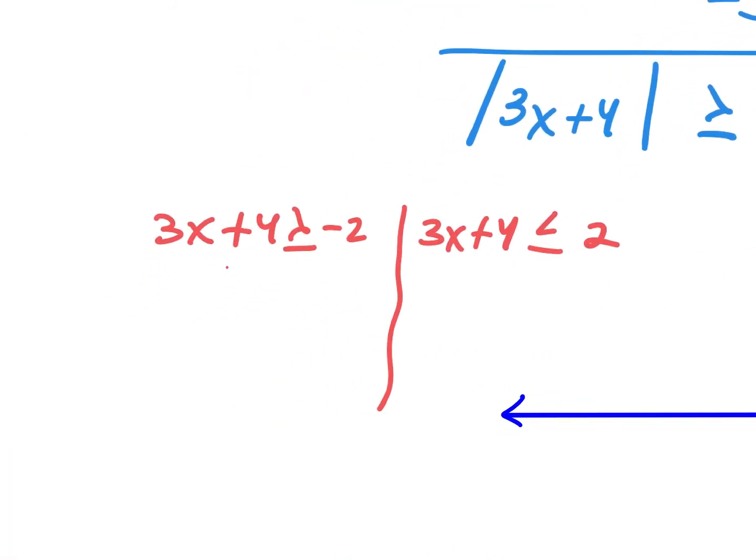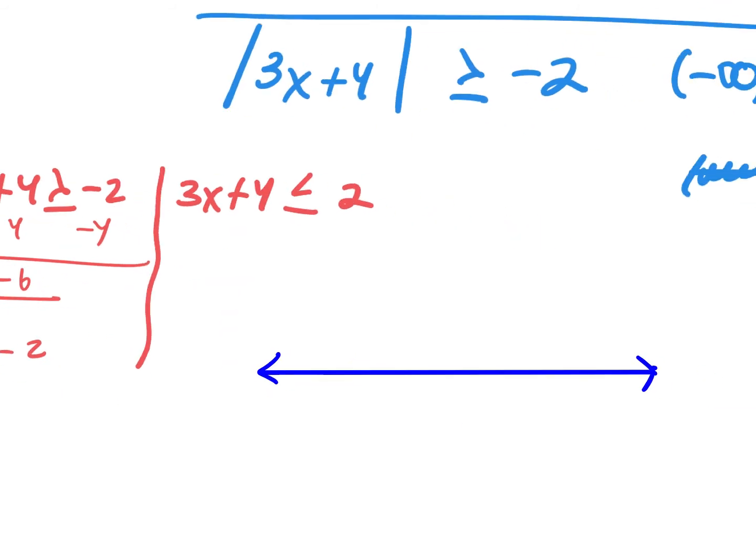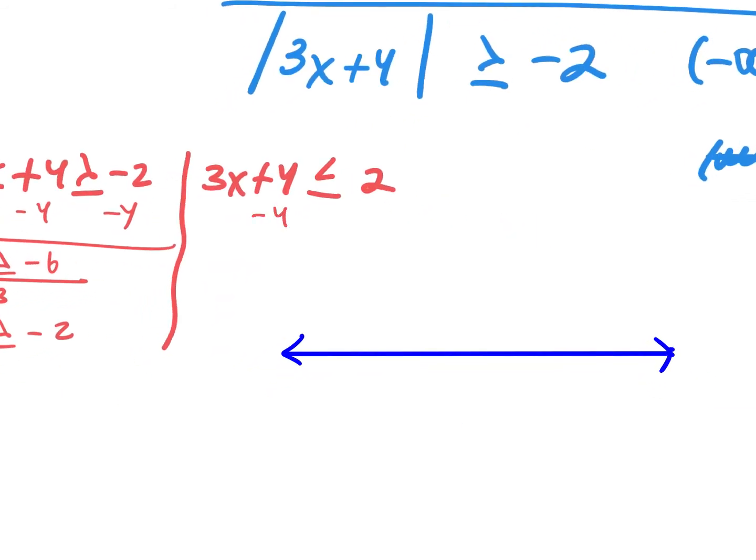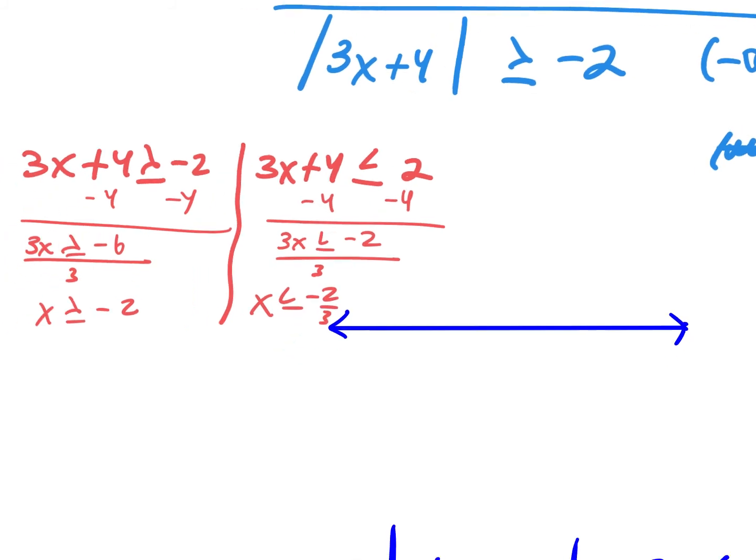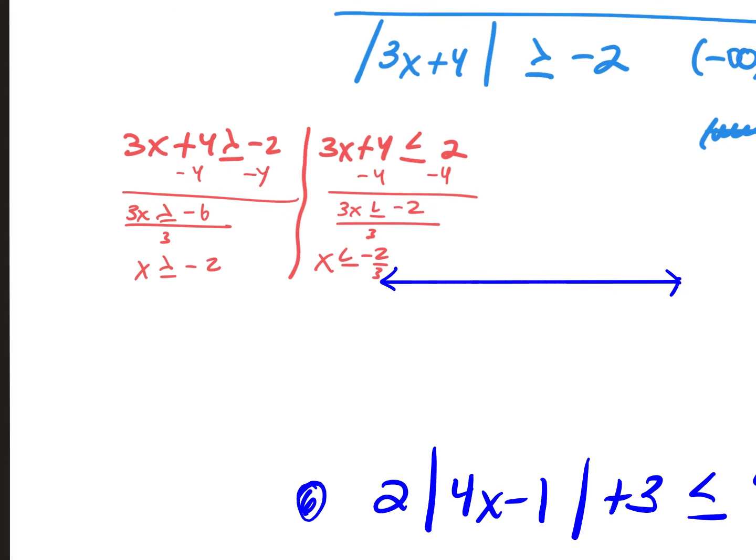So if we go through this, we subtract 4 from both sides. 3x is greater than or equal to negative 6, right? Divide by 3, you get x is greater than or equal to negative 2, right? And then over here, I'm going to subtract 4. So I have 3x is less than or equal to 2. Divide by 3, and I get x is less than or equal to negative 2/3. Agreed? Okay, so I'm on my number line here.